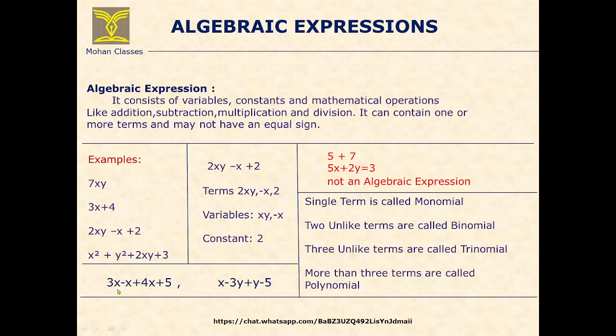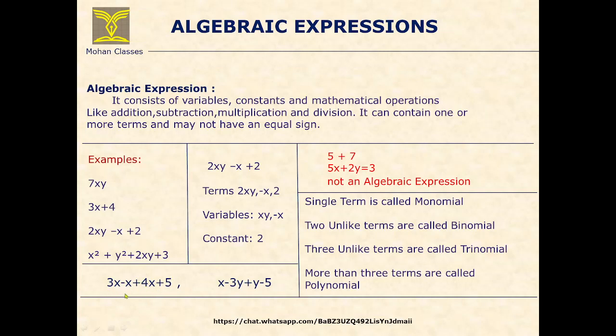You see in this example 3x minus x plus 4x plus 5, these 3 terms are like terms, so we cannot consider it as 4 terms. The whole 3 terms will be considered as a single term. 3x minus x is 2x, and 2x plus 4x comes as 6x.